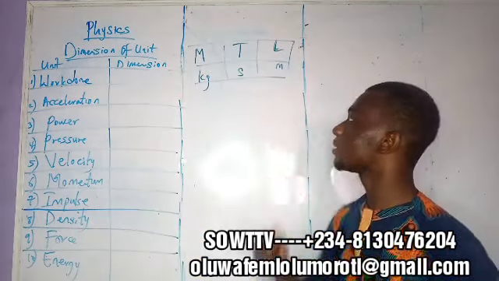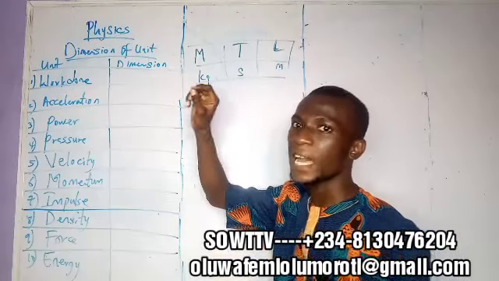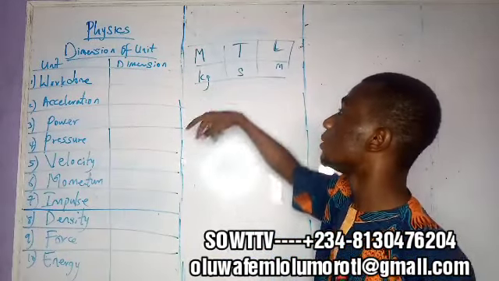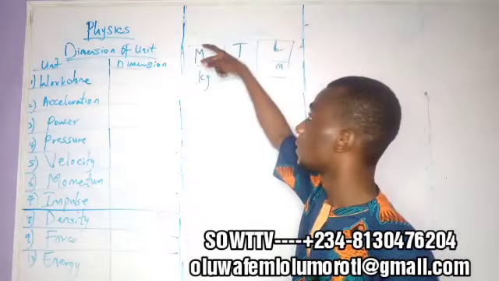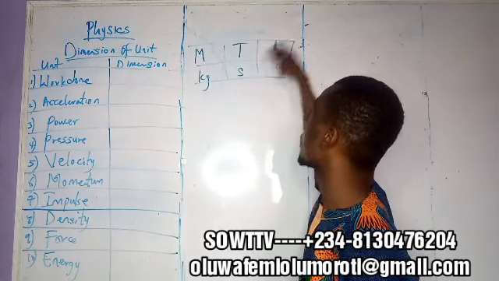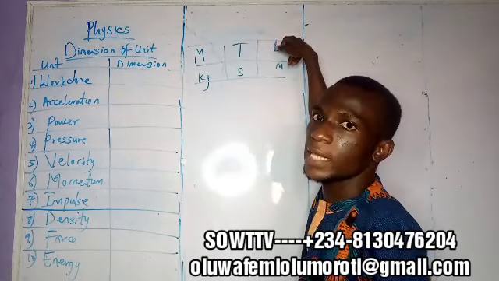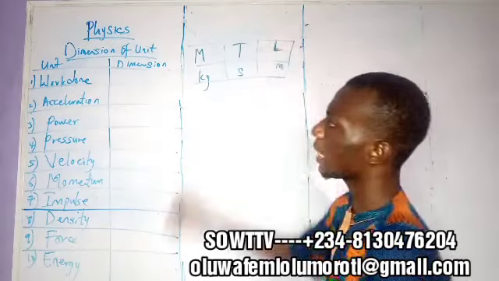When we're talking about dimension in physics, we are talking about three very essential things: M, T, L. M is mass, measured in kg. T is time, measured in seconds. And L is distance, measured in meters.